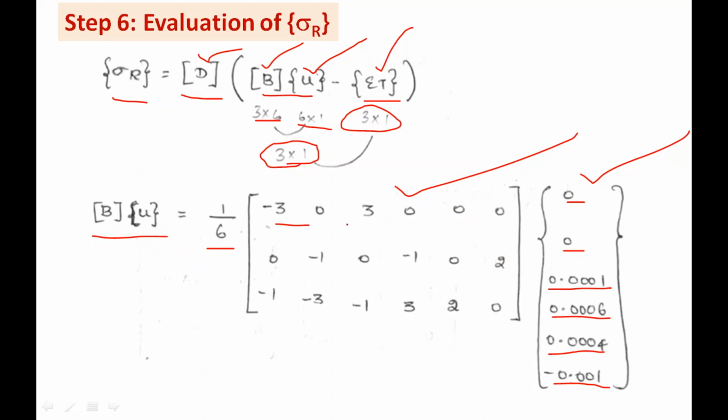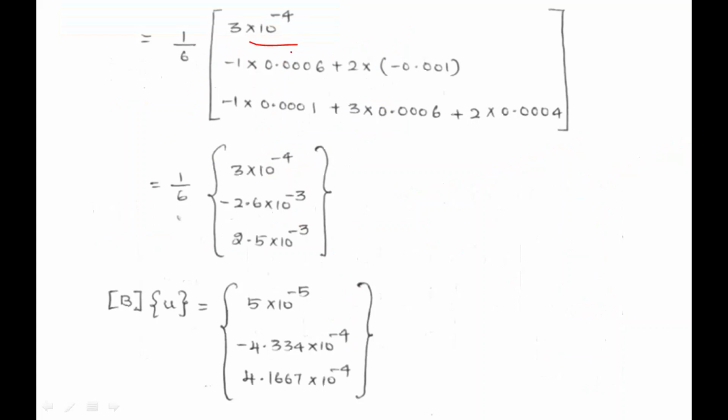So now we can easily do the multiplication. First row, then multiply this column, we will get a 3 by 1 matrix. Let us see. So this is the 3 by 1 matrix we are calculating. This is the final matrix, 3 into 10 power minus 4, minus 2.6 into 10 power minus 3, 2.5 into 10 power minus 3. We have 1 by 6 constant. Multiply the constant inside the matrix. Finally, we are getting this product of B and U matrix is equal to this one, 5 into 10 to the power minus 5, minus 4.334 into 10 power minus 4, 4.1667 into 10 power minus 4.